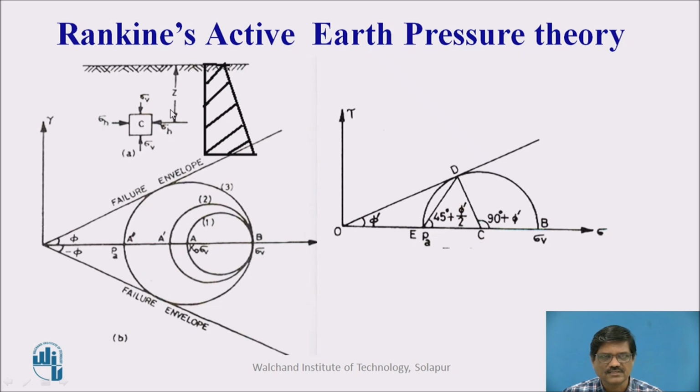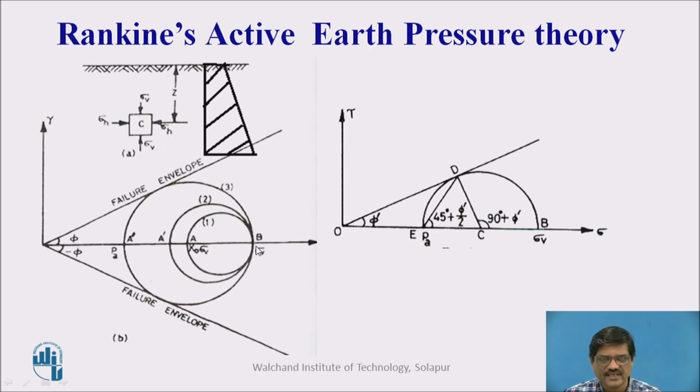Again, as you can see here, the retaining wall is present and a typical element in the soil mass is considered. As the retaining wall moves away from the backfill, yielding of the soil takes place. It means that gamma H goes on reducing, and at one particular point the soil mass fails. As shown here, the first inner circle represents the first equilibrium position, but as the wall movement is away from the backfill, sigma H goes on reducing.